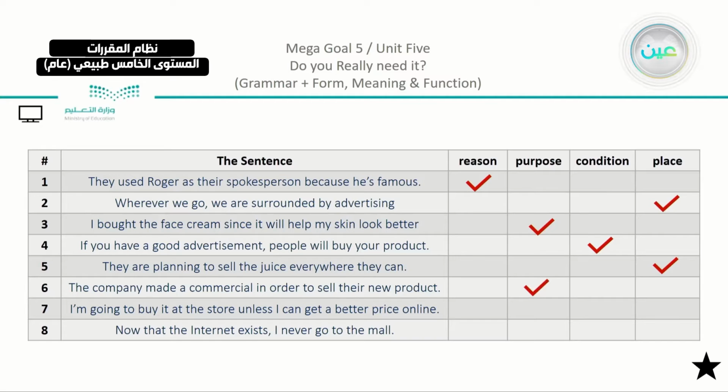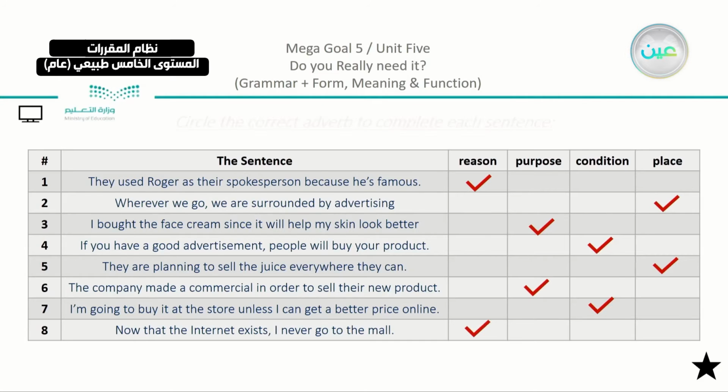I'm going to buy it at the store unless I can get a better price online. So we have here, yes, I'm going to buy it unless, which means that we have here condition. And the last one, now that the internet exists, I never go to the mall. So why don't you go to the mall? Because there is internet, which means that we have here reason.